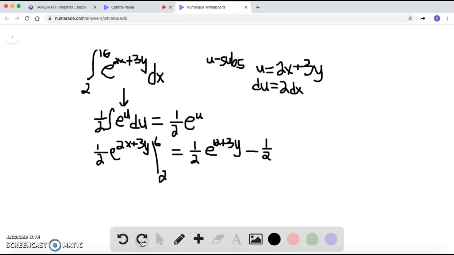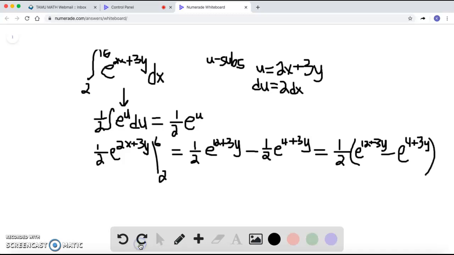So I have 1/2 again, times e to the 2 times 2, which is 4, plus 3y. And now we can write this a little bit nicer just by writing the 1/2 once. And you could have done this to start, but now we'll have 1/2, and then we'll do e to the 12 plus 3y minus e to the 4 plus 3y. And this will be our answer for our integral above right here.